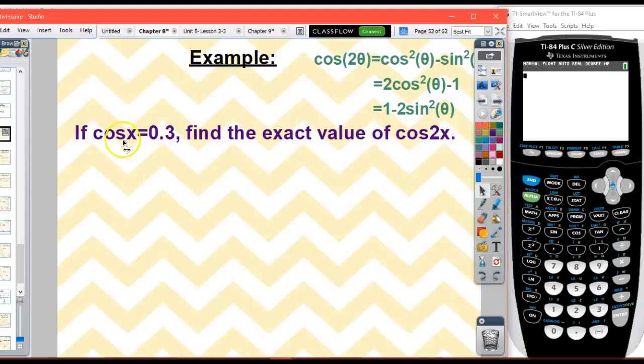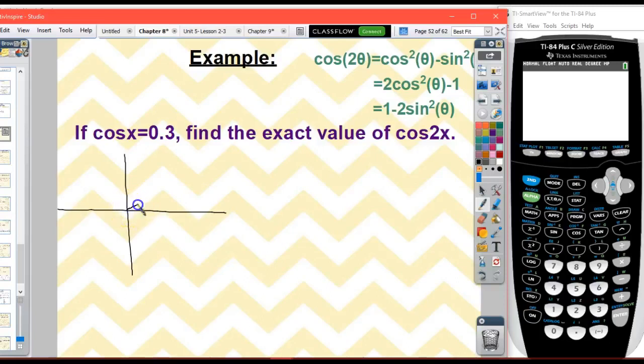So we are told that cosine of x is 0.3. Remember that that's a ratio, so the cosine at some angle x has a ratio of 0.3. I want to know, without having to find the angle necessarily, what the exact value of the cosine of 2x would be. So let's think about what we know so far. I have some angle x for cosine, and I have a positive ratio. So that would either be in the first or in the fourth quadrant.